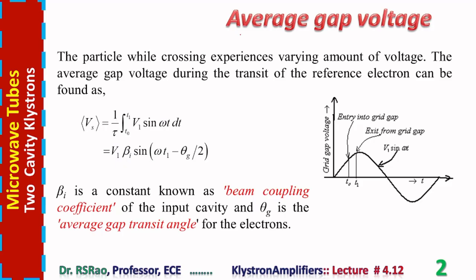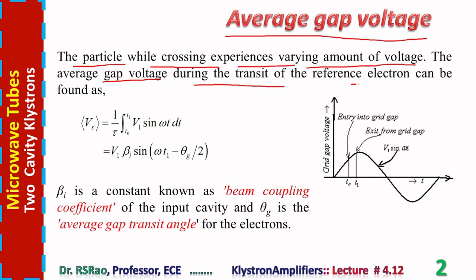To begin with, we consider average gap voltage. The particle, meaning the electron, while crossing, experiences varying amounts of voltage. The average gap voltage during the transit of the reference electron can be found using this equation. V1 sin ωt is the voltage across the gap. If it takes a time of τ to cross the gap, the expression 1/τ ∫ from t0 to t1 of V1 sin ωt dt gives an expression for average gap voltage. It is V1 β sin(ωt1 − θg/2).